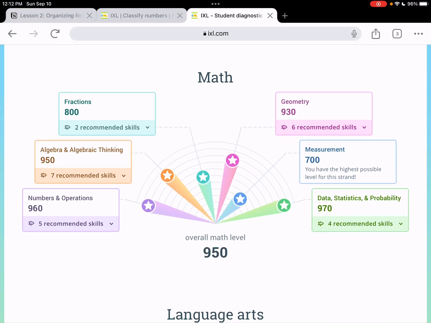To also give you a little information about what the numbers mean here, the first number on these, in this case it's like an 800 for fraction, so the 8, that's saying that this student is at an 8th grade level at the start of the year. Algebra and algebraic thinking is a 950, so that's like middle of ninth grade level.